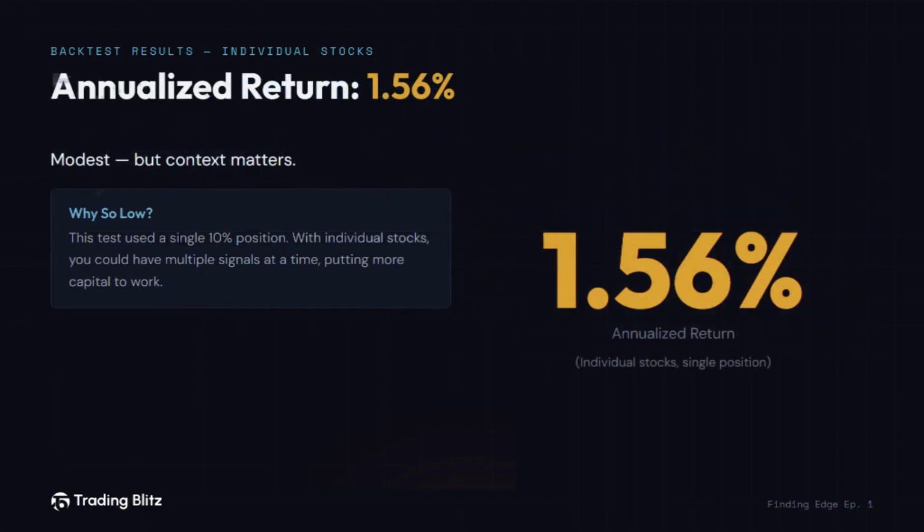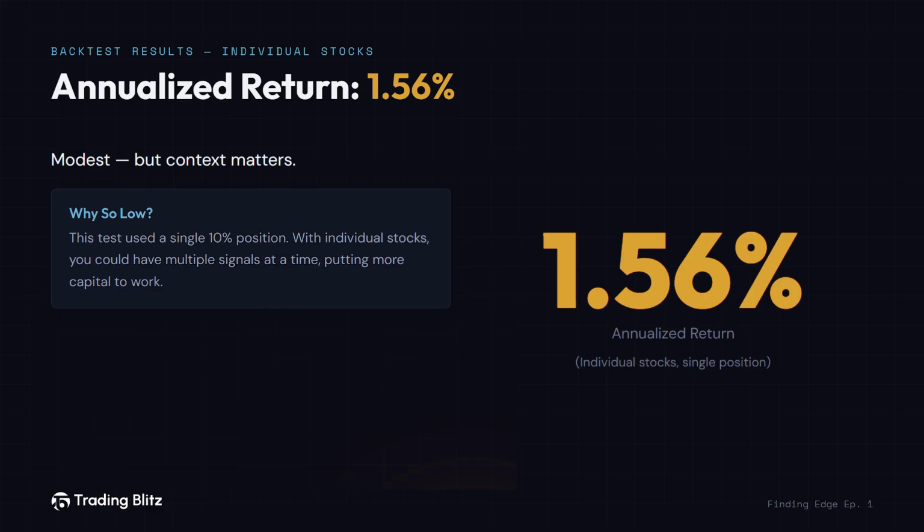And finally, we'll look at the annualized return, which came in at a paltry 1.56%. Now, that's pretty modest. But remember that this test was run on individual stocks and not on the index, and the famous backtest results for this strategy were run on the S&P 500, which is structurally more mean reverting. So our 66% win rate on individual large cap stocks is actually a meaningful result. And what it suggests is that the core logic holds up beyond the index.